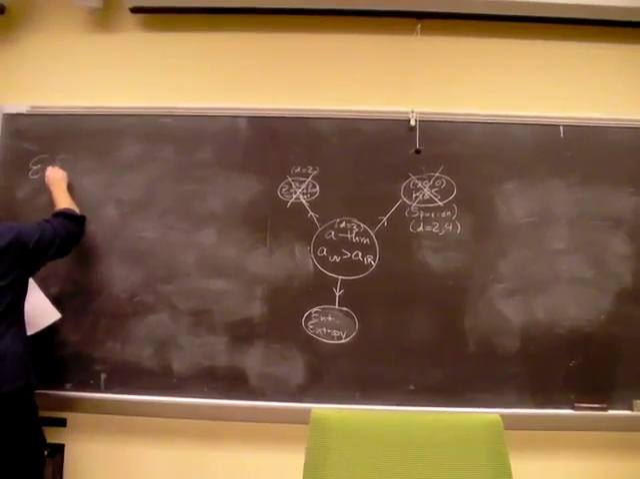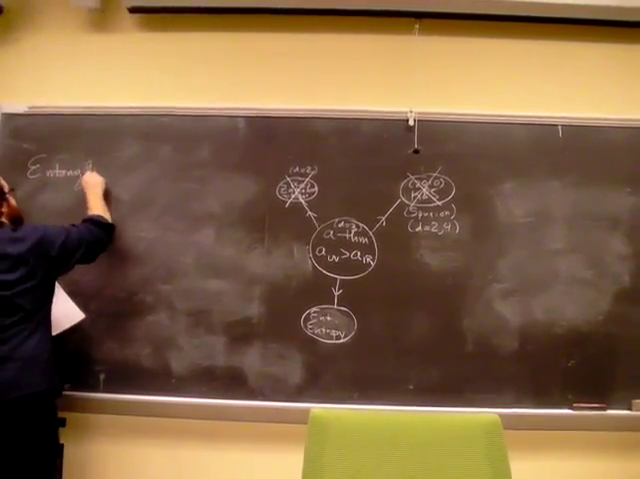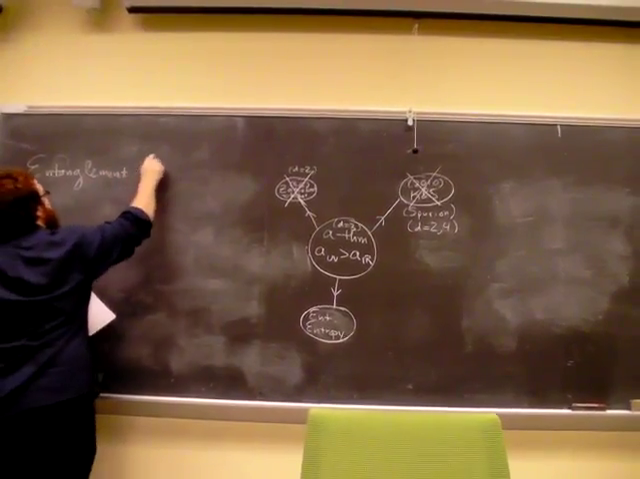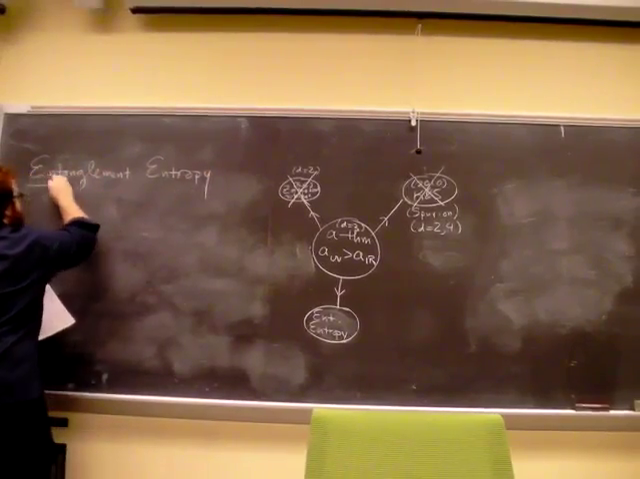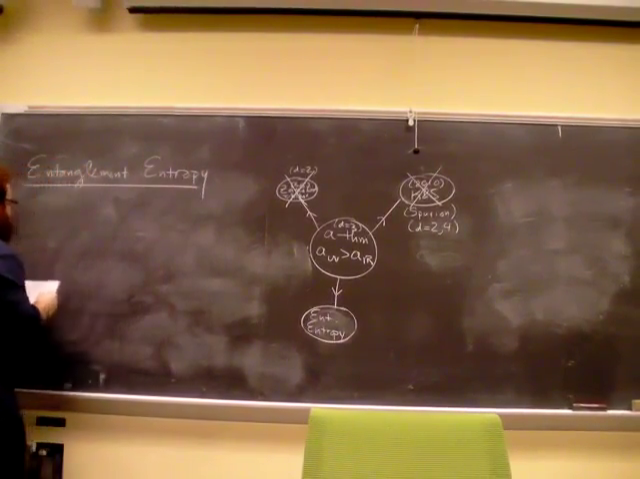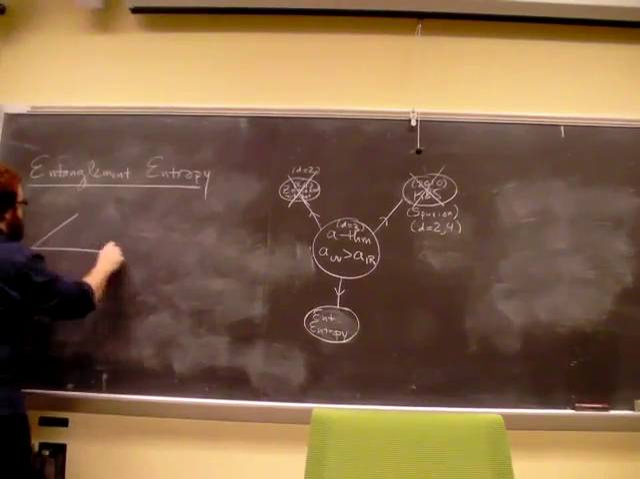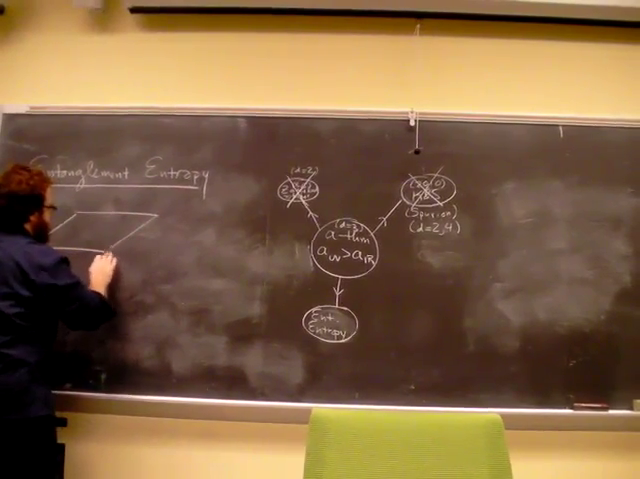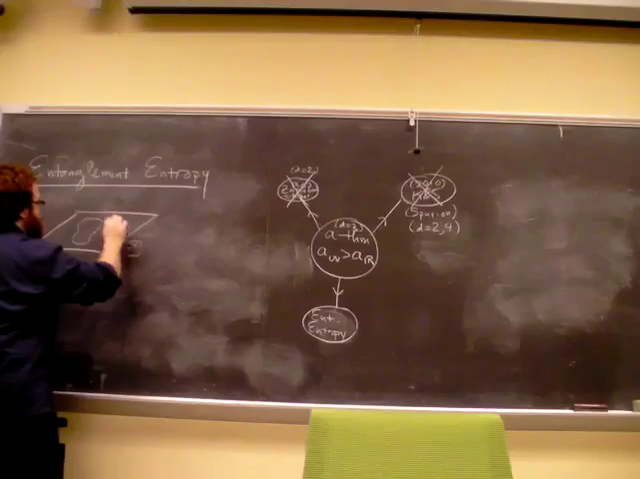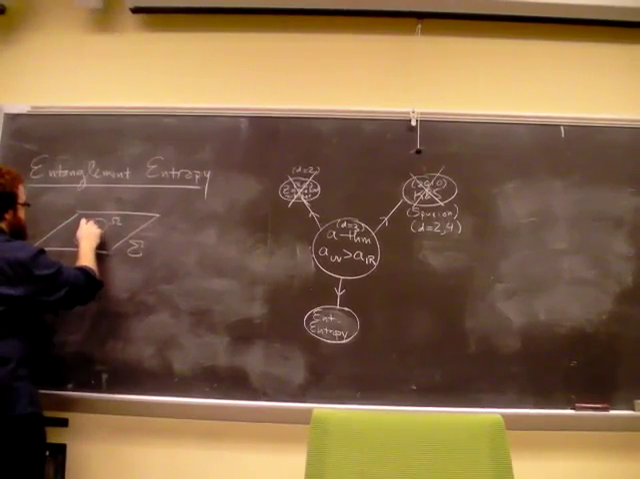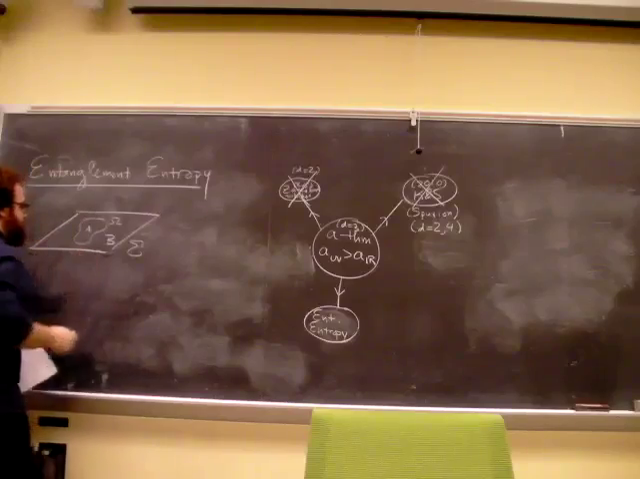So the approach we started now is using entanglement entropy. How one defines entanglement entropy is you take a time slice sigma and you separate this in some way so that you have a subsystem A and subsystem B.